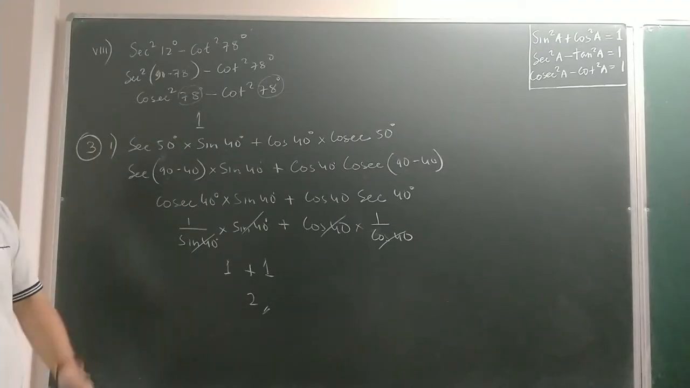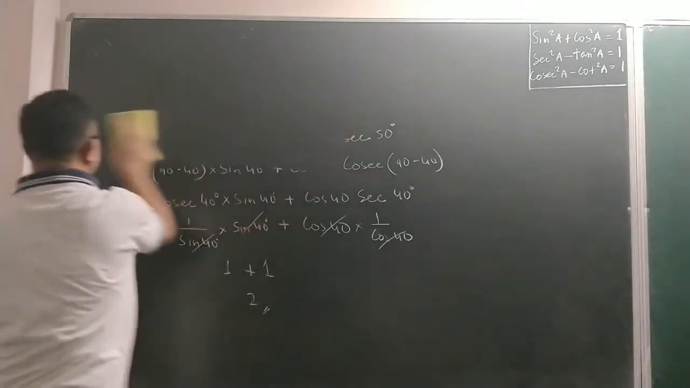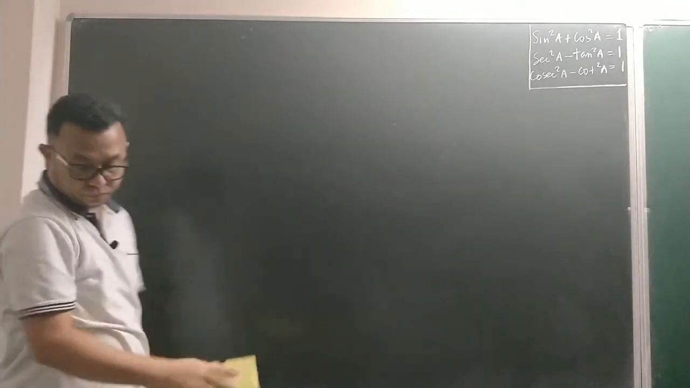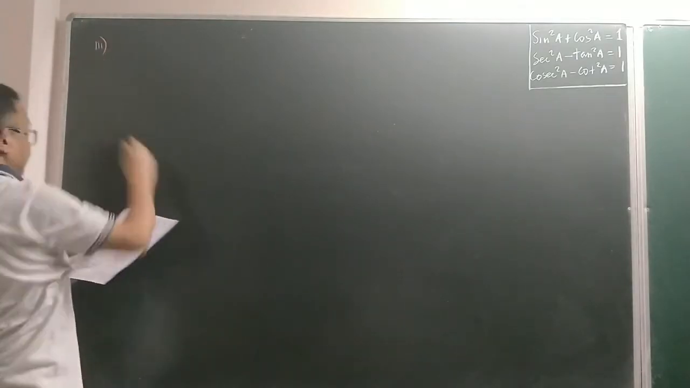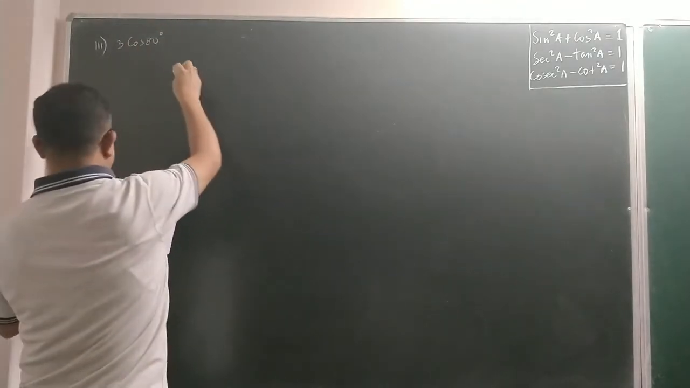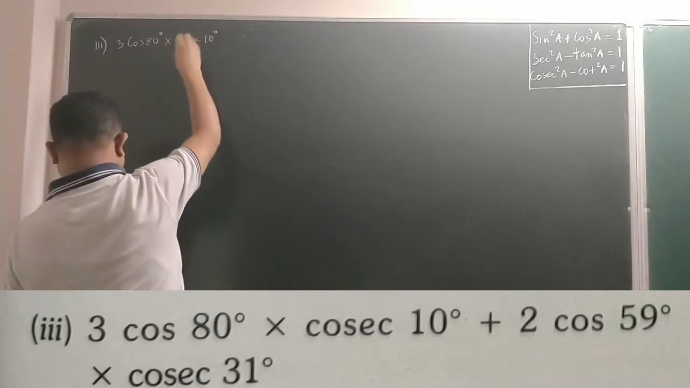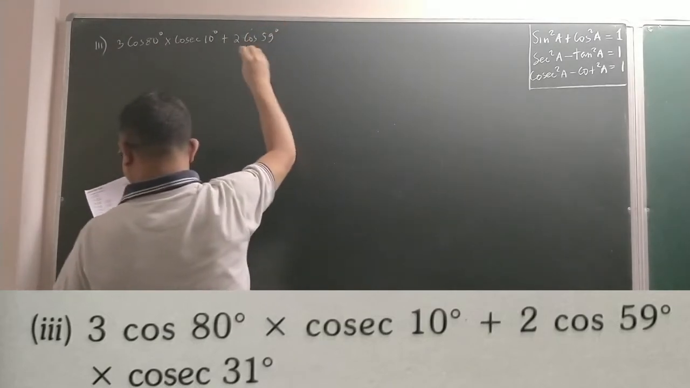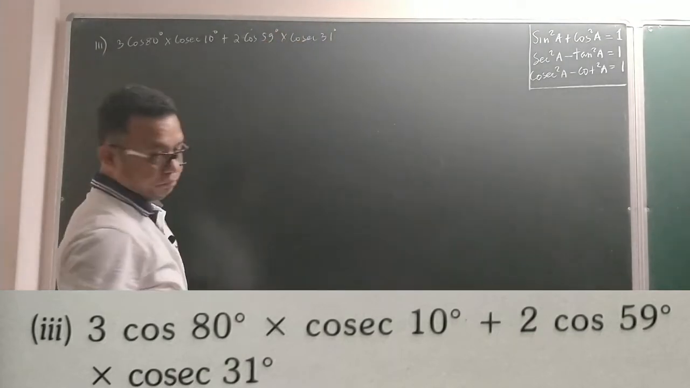Let's move now on to another question. It's again, I would call it similar to question number 1 of 3. But it is a little lengthy, so you may face a problem, so let me do that also. So this is question number 3.3. It is 3 cos 80 degree into cosec 10 degree plus 2 cos 59 degree into cosec 31 degree.